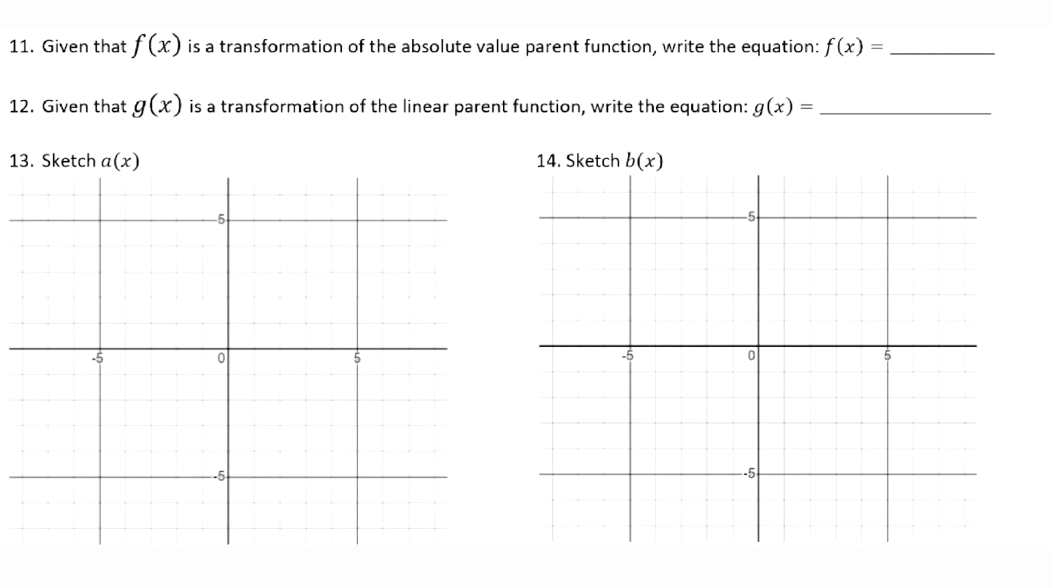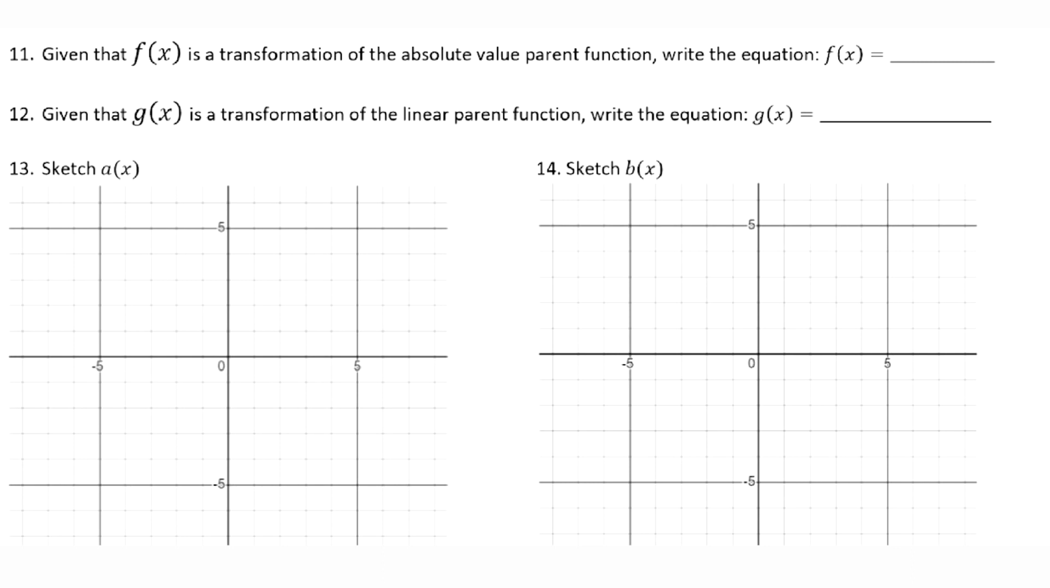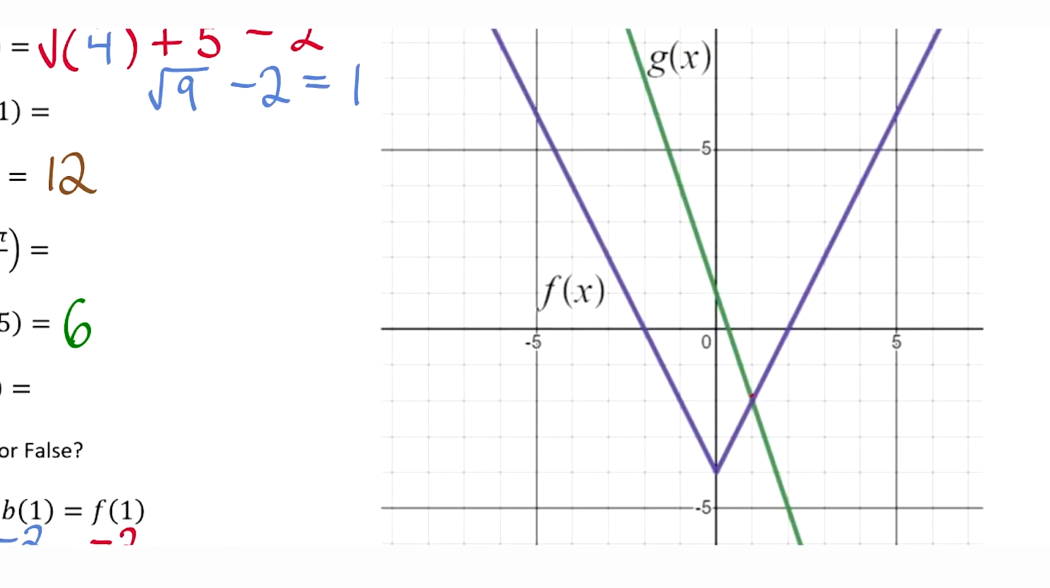I want to take some time to talk about number 11 and number 12. Given that f of x is a transformation of the absolute value parent function, write the equation f of x. So just as a quick reminder, the absolute value function is something like y equals the absolute value of x. And we have to realize that f of x is a transformation of this. So let me go back to our graph, and let's talk about the function f of x.